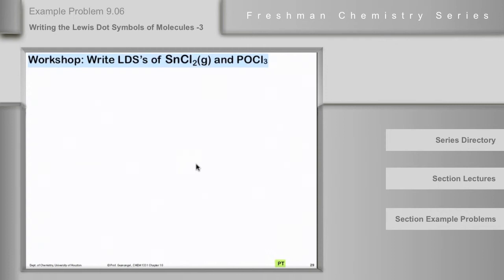Write Lewis dot structures for tin chloride, tin 2 chloride, and POCl3. I'm sorry to hammer this at you all the time, but I know how important it is to write good Lewis dot structures. Okay, so I'm going to look at this SnCl2 first.